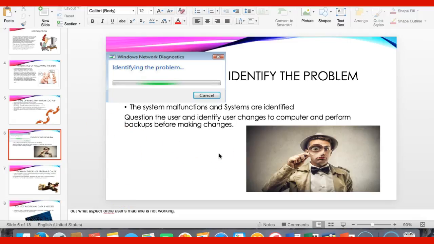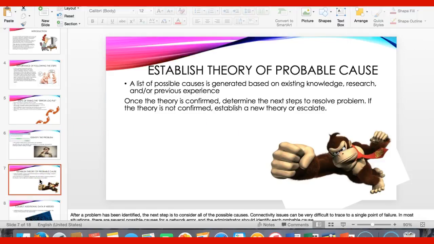So in this case, we have to figure out, okay, what is going on, what is the source of it, where does the problem start, and where does it begin. And then the other point is to establish a theory of probable cause. The list of probable causes is generated based on existing knowledge, research, or previous experience. One theory is confirmed to determine the next steps to resolve the problem. If this theory is not confirmed, then you have to establish a new theory or escalate.